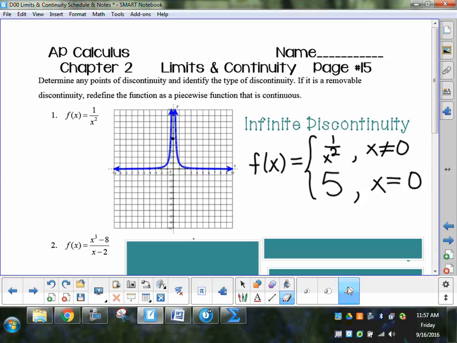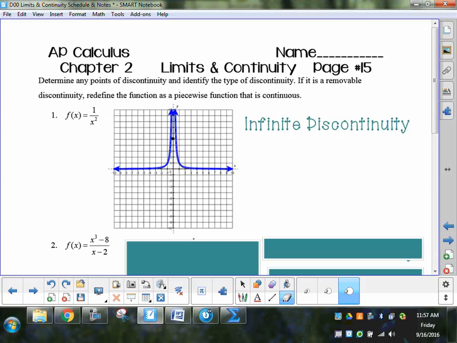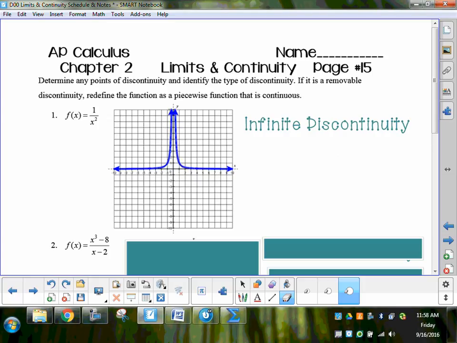So is this going to be a function? Or continuous, excuse me. No. Is it a function? Absolutely. And by the way, is there any way that we can go through and make this be something that is continuous? No. You're stuck. You are stuck.